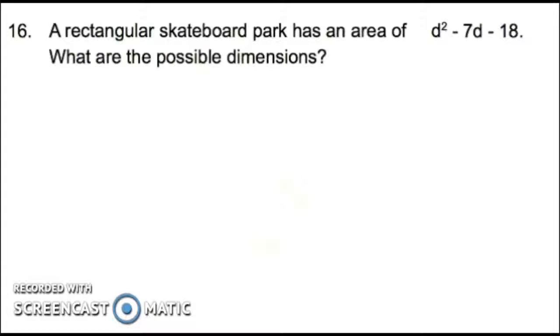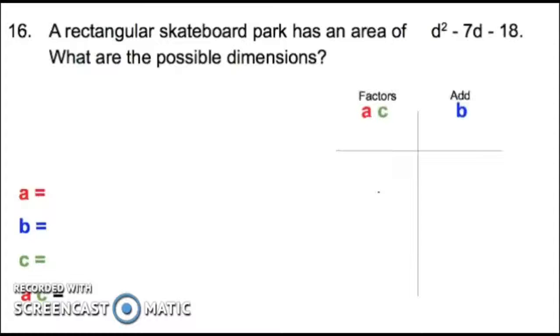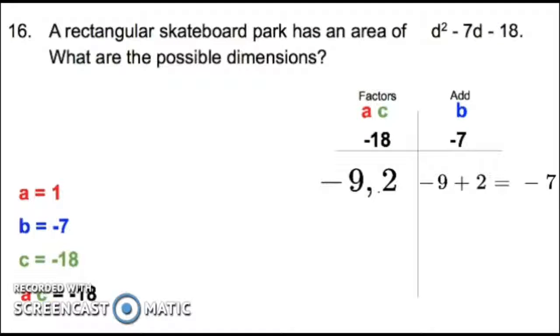Number 16, a rectangular skateboard park has an area of d squared minus 7d minus 18. What are the possible dimensions? So we have A, B, and C. A is 1, B is negative 7, and C is negative 18. AC is negative 18. So the numbers that multiply to negative 18 and add to negative 7 will be negative 9 and positive 2. Because remember, a negative times a positive is a negative. And negative 9 plus 2 is negative 7.